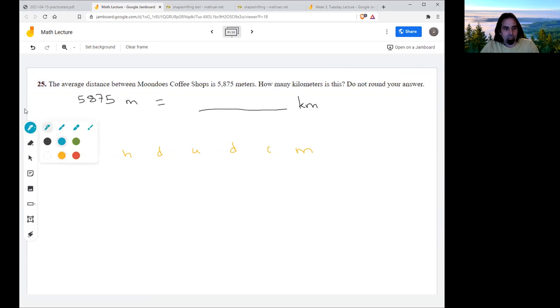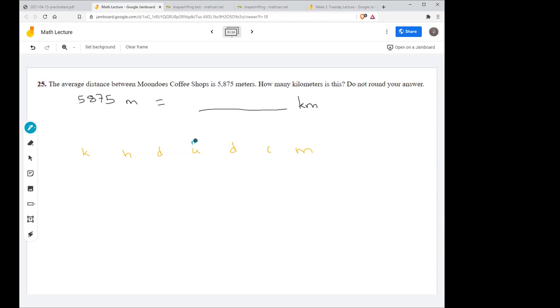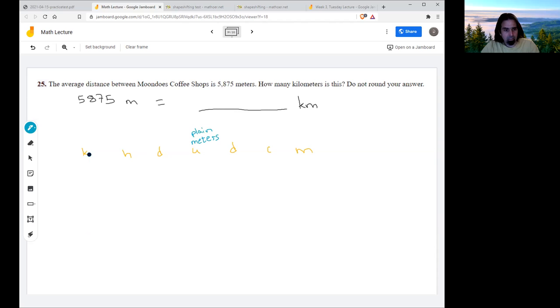But for this, where are we starting? Where are we ending? Unit, the plain meters, and ending at the K. Yes, and ending at kilo. So from here to here, 1, 2, 3 to the left. So 1, 2, 3 to the left. And we're done.